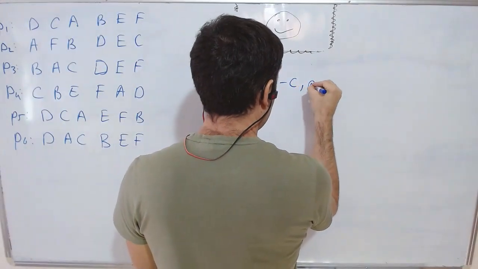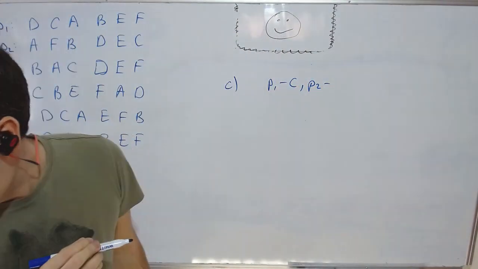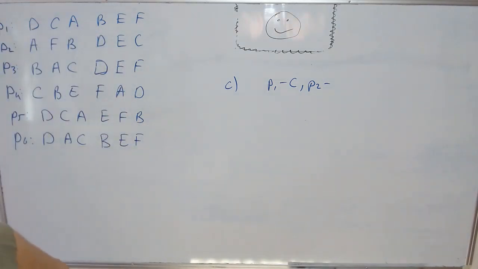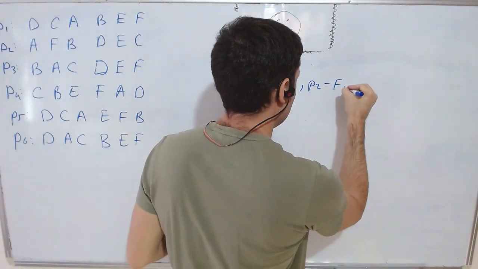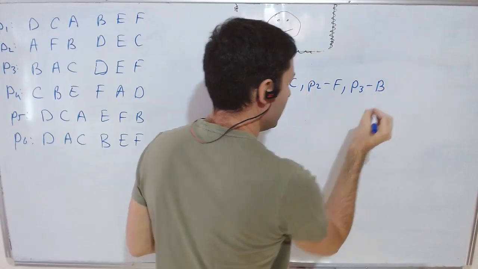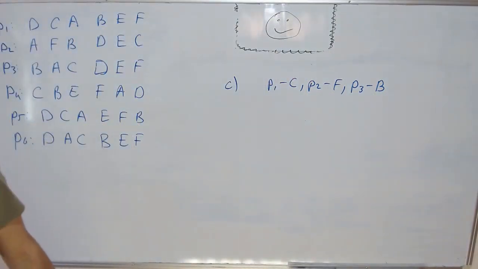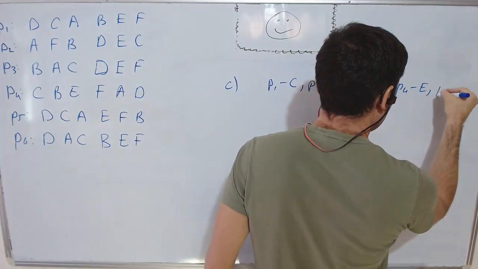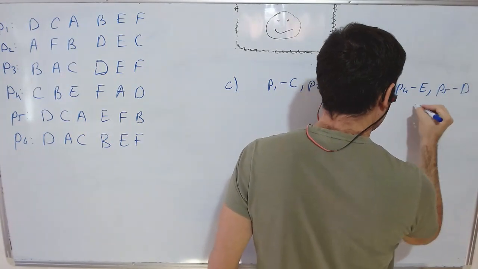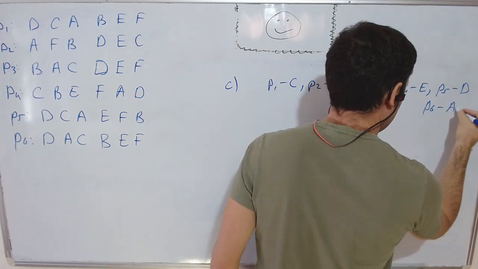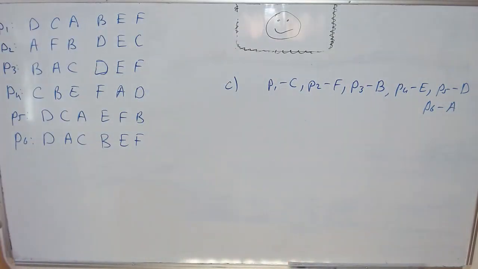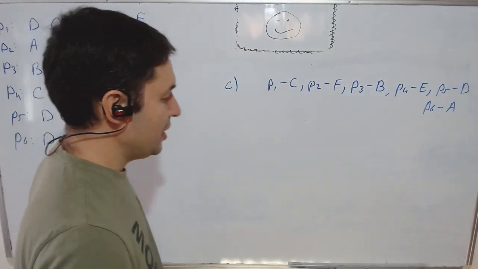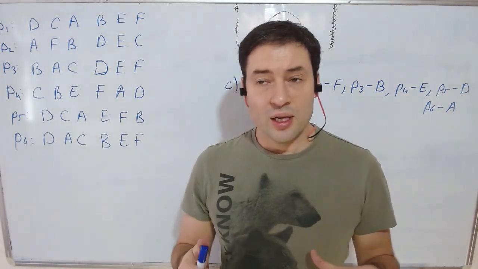P1 gets into C, P2 gets into F, P3 gets into B, P4 gets into E, P5 into D, and P6 into A. All right. Okay, so reverse engineer question.